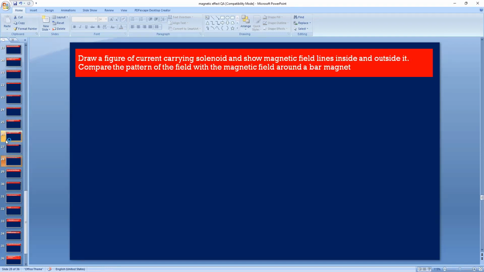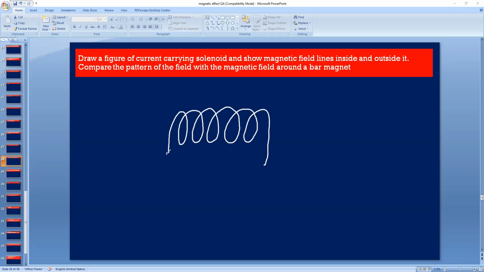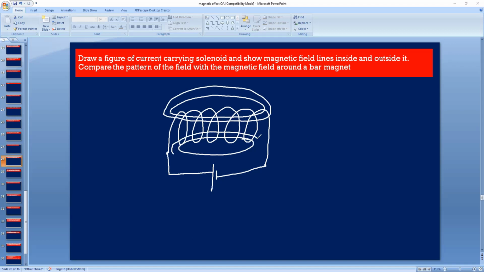Draw the figure of a current carrying solenoid and show the magnetic field lines inside and outside it. Compare the pattern of this field with the magnetic field around a bar magnet. This is the solenoid diagram. Outside, north to south; inside, through the axis, south to north.